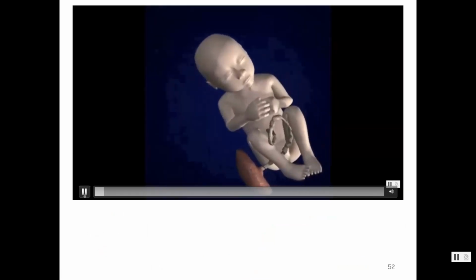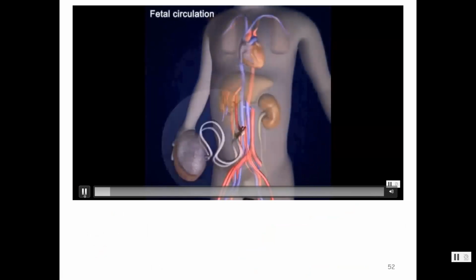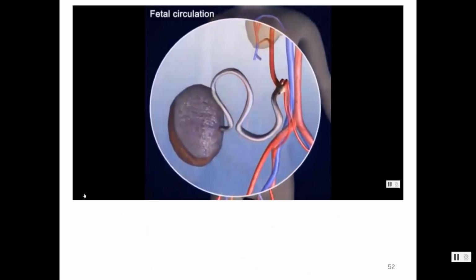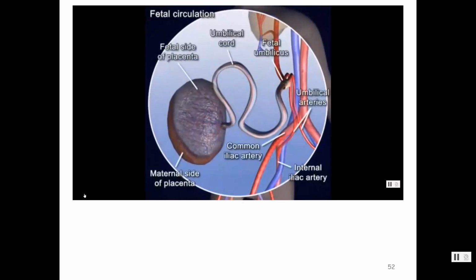The placenta, located in the mother's uterus or womb, allows the passage of oxygen and nutrients from the mother's blood through a membrane to the baby's blood.